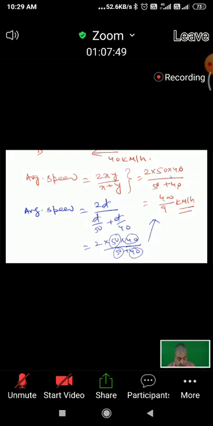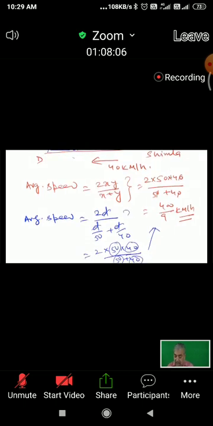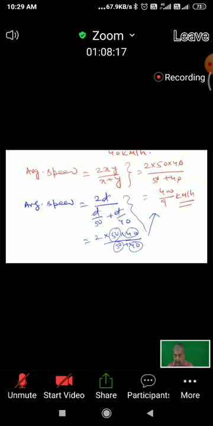Yes, you have to cancel only one 0. I have cancelled one 0 from the numerator as well as the denominator. Because for a to and fro journey, it is d plus d, 2d. I have calculated this just to show you why I am taking 2 into x into y by x plus y.